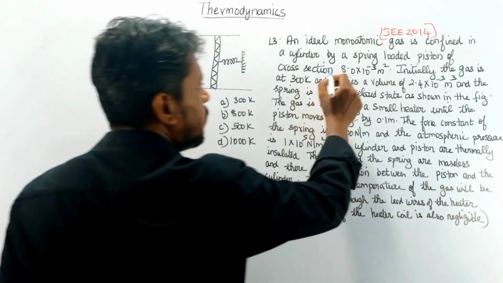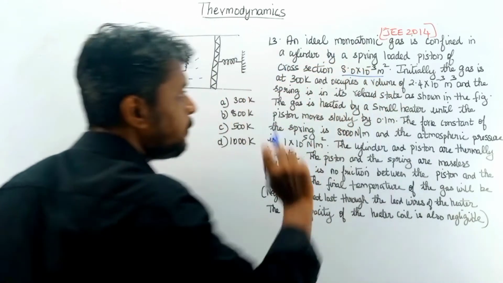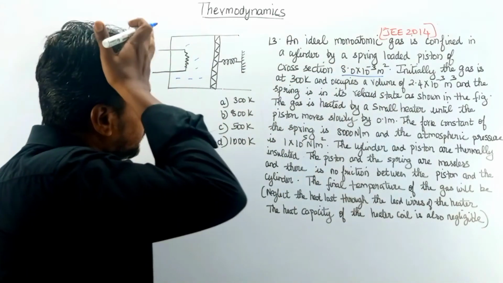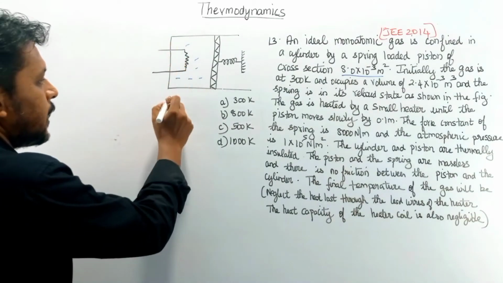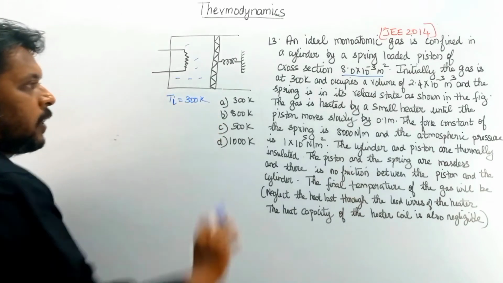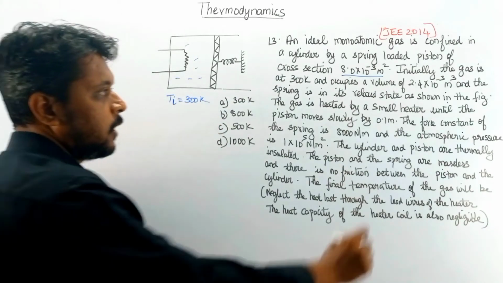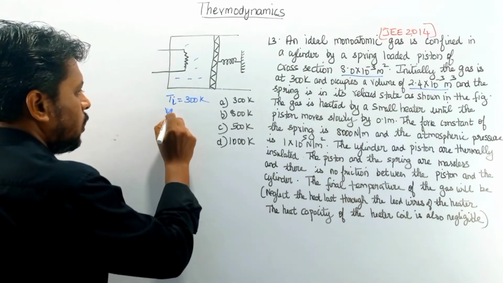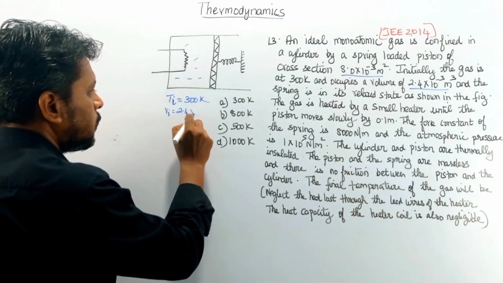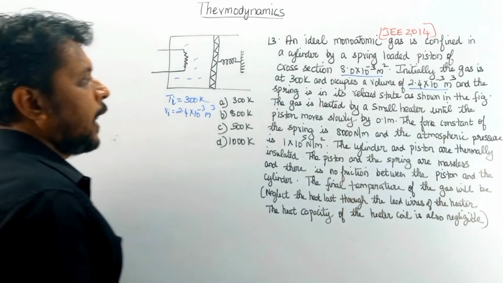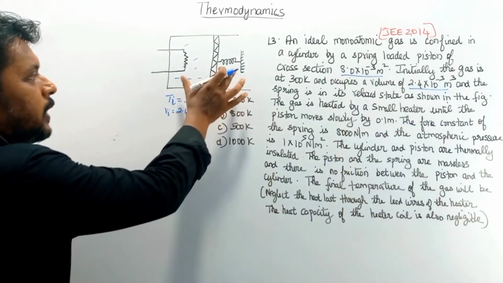Okay. So here the cross section of the piston is given as 8.0 into 10 power minus 3 meter square. Initially the gas is at 300 Kelvin. So the initial temperature of the gas is 300 Kelvin, and it occupies a volume of 2.4 into 10 power minus 3 meter cube. The initial volume is also given. Okay, and the spring is in the relaxed state. So normally it is in the relaxed state.